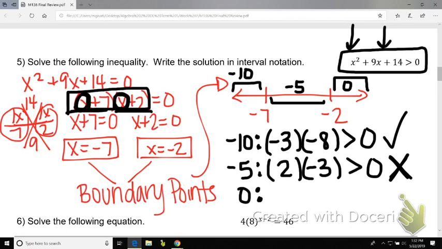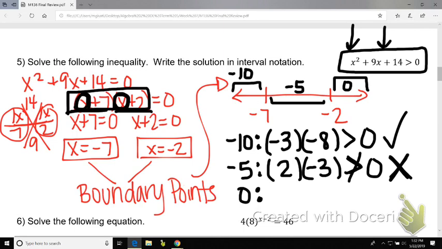So 2 times negative 3 is negative 6, and negative 6 is not greater than 0. So that middle section, any number that would fall between negative 2 and negative 7 would give us false answers. Okay, that's what that means.